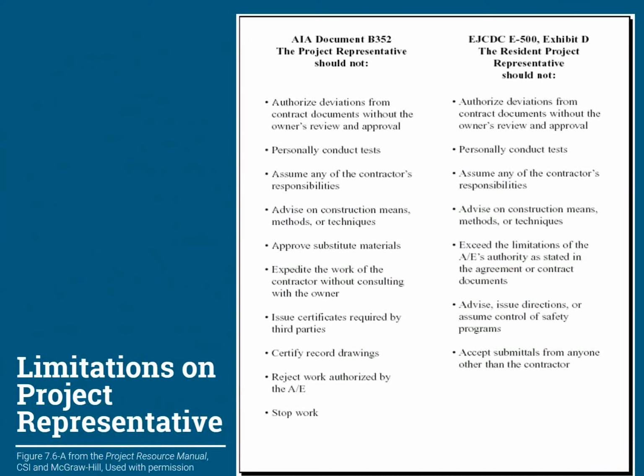This is a diagram of two different documents, an AIA document and an EJCDC document, that define some of the things that we are specifically not authorized to do. And so we want to always understand the limitations of our service while we understand the roles and responsibilities of our service that we are expected to provide, such that we don't cross the line and take on more authority or more responsibility than we are given within the contract documents.